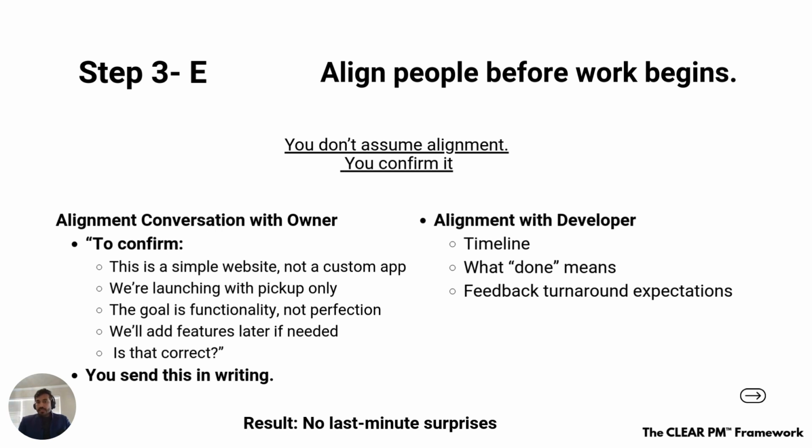Feedback turnaround expectations. What are the other expectations from the staff or a developer? The developer may say, for this I need a certain tool, and if the tool is not there, I cannot build this feature. So either you need to drop the feature or provide that tool. That alignment of expectations should happen here.